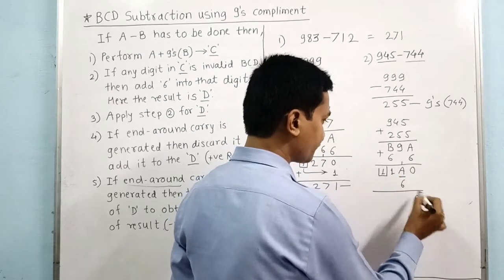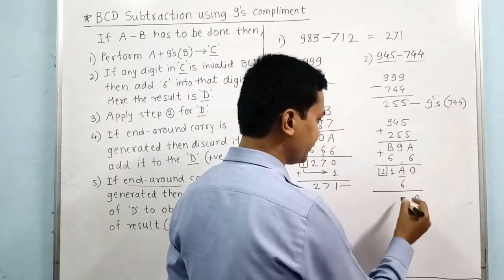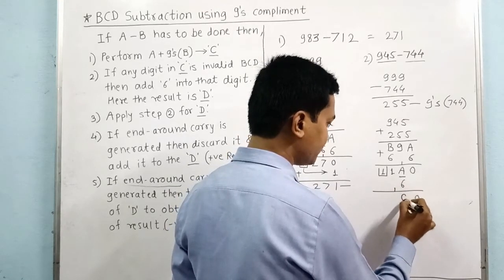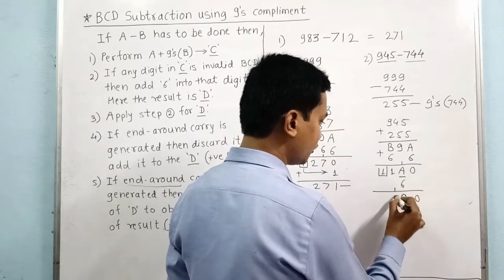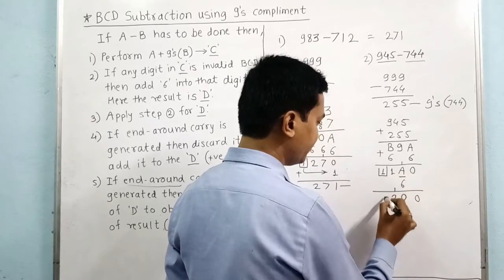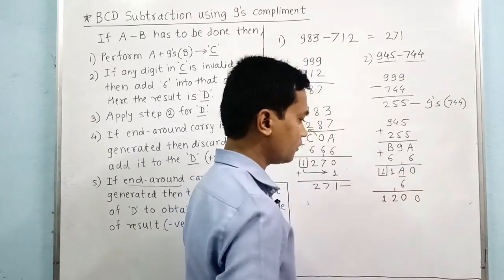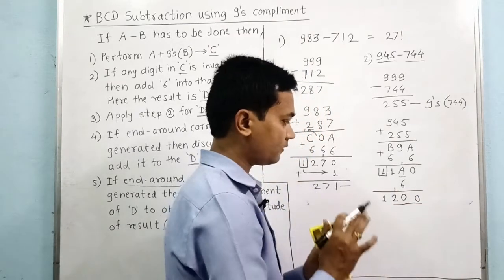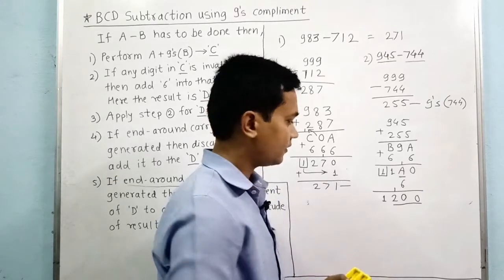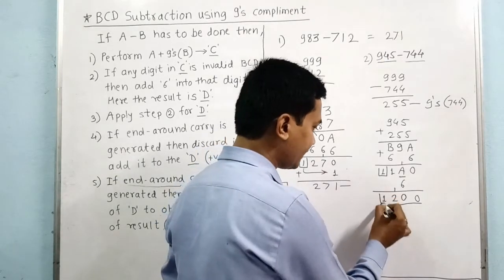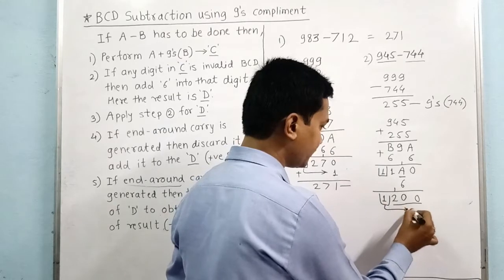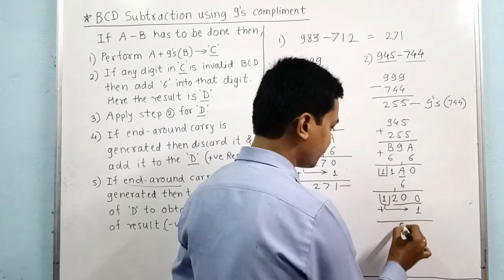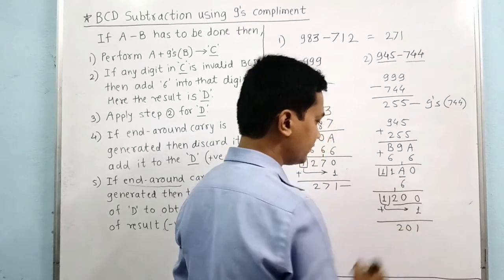Okay, so 0, 10 plus 6 is 16, 16 means 10, 1 plus 1 is 2, and this one will be taken as it is. Okay, now check whether these digits are proper BCD values. Yes, so this one should be discarded and added into this result. Okay, so we will add 1 into this 200. So 201 is the result.